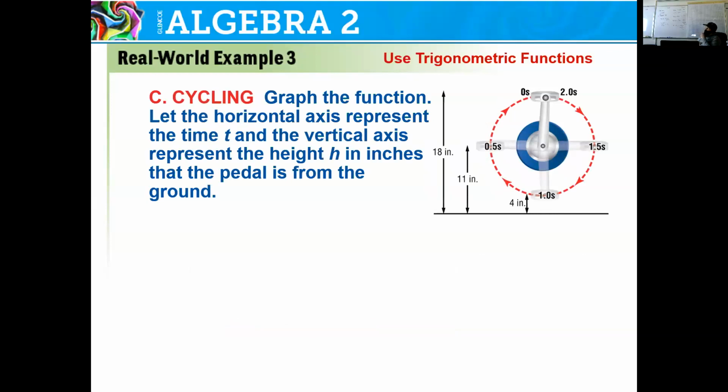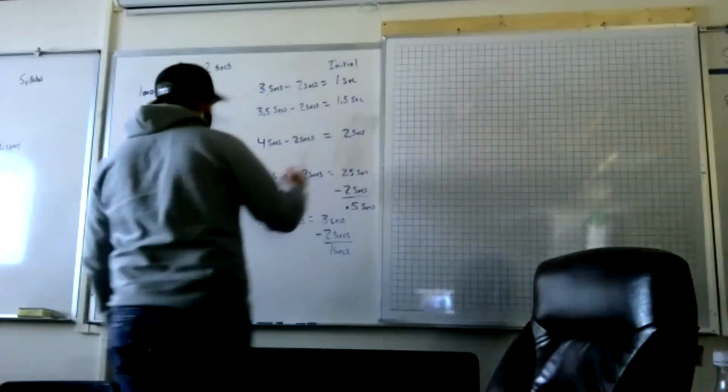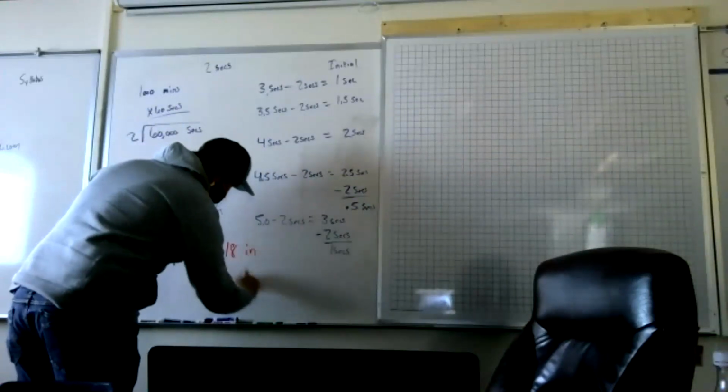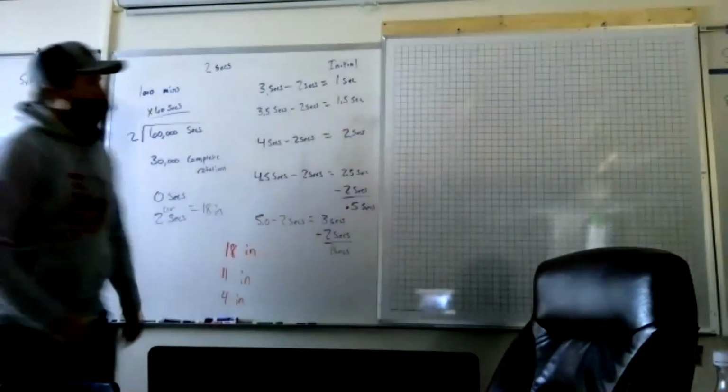Graph the function. Let the horizontal axis represent the time t, and the vertical axis represent the height h in inches. So I'll go to my red pen if I can find it. There it is. From my diagram, I know that I have high points of 18 inches, 11 inches, and 4 inches. Those are really going to be my y values.